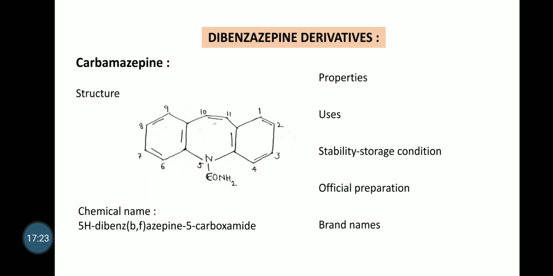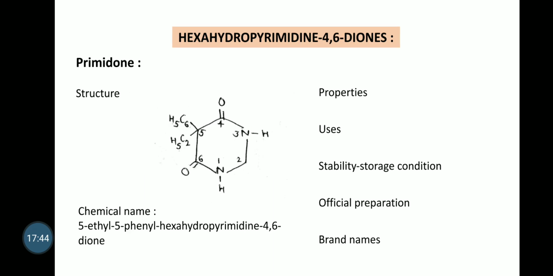It is a stable compound, therefore stored in well closed containers. Official preparation: carbamazepine tablet, which is official in your IP and BP. Brand name: Neptol, Mazapine, Mazitol are the trade names of carbamazepine. Then the next drug, that is hexahydropyrimidine 4,6-dione. Now see the structure properly.